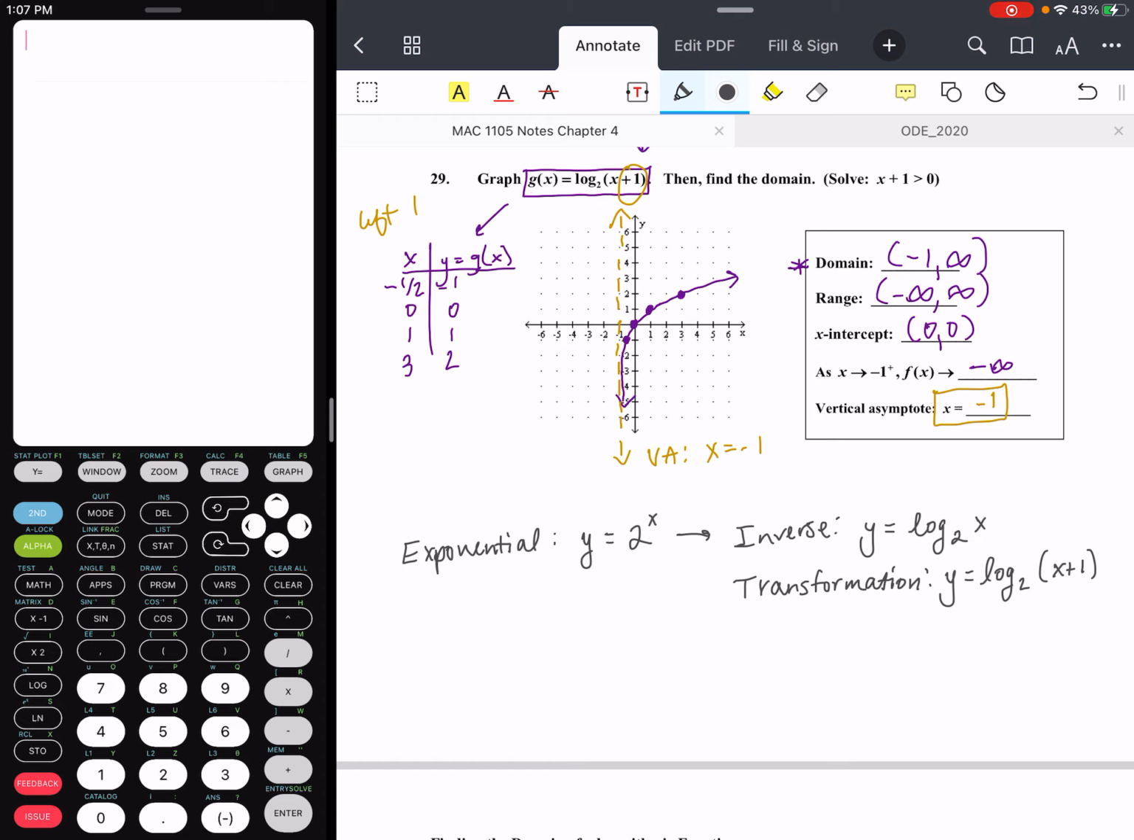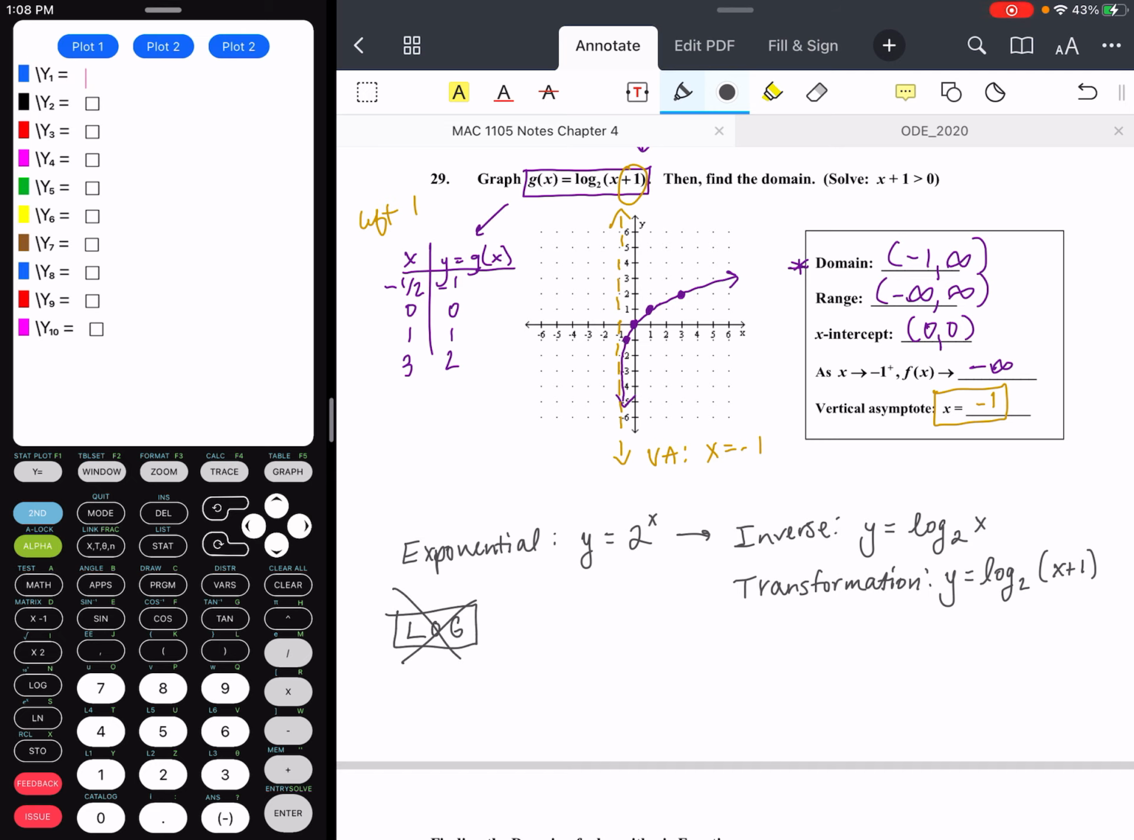So you're probably thinking, oh my gosh, this is driving me crazy. Can't I use my calculator? And the answer is yes, but. Remember, to graph number 29, you can't use the log button. We can try. Let's go ahead and try it. Y equals log, and then in parentheses, x plus 1.